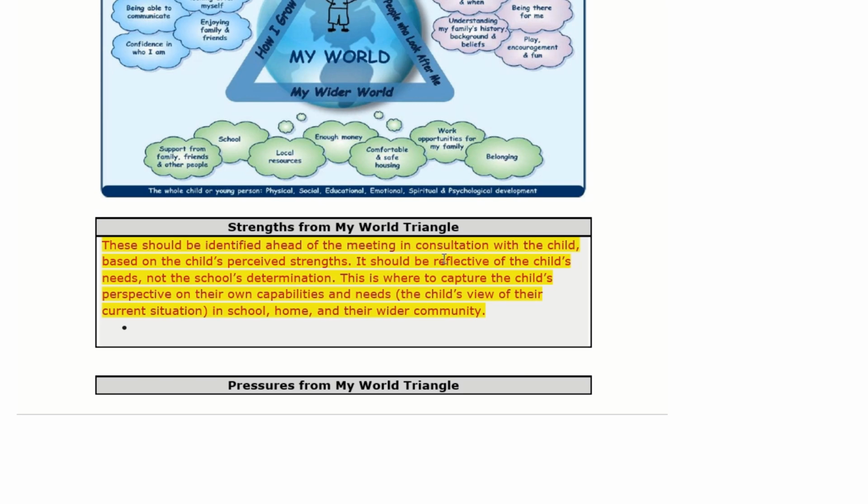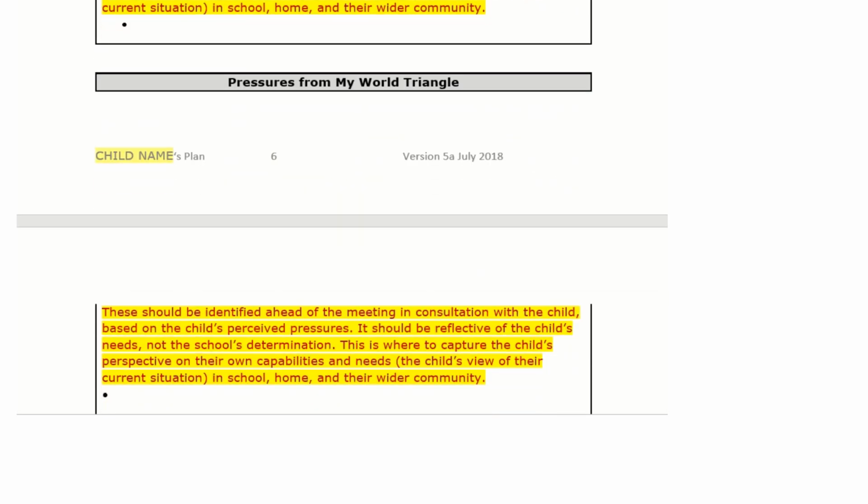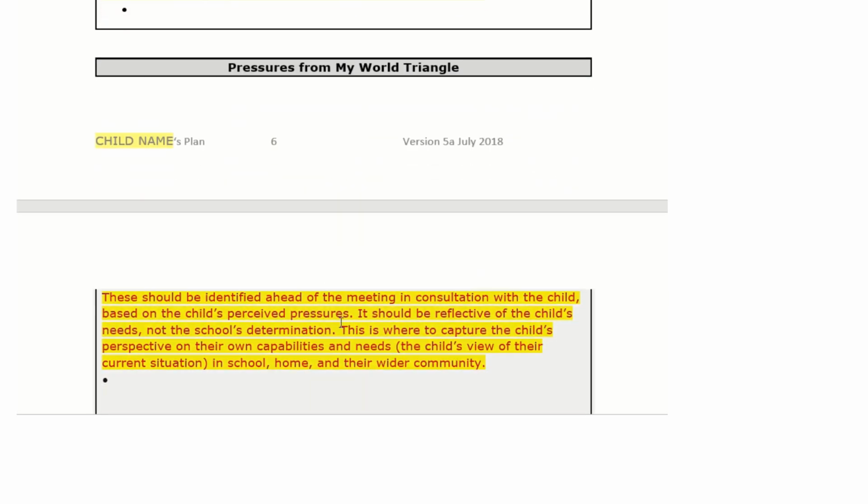so again, identified ahead of the meeting in consultation with the child based on their perceived strengths, should be reflective of the child's needs and not the school's determination. So this is where the child decides. They're not coerced into saying anything, and it's not the school's views here. So we're capturing the child's perspective on their own capabilities and needs, in school, at home, and in their wider community. And again, the same thing about their pressure.